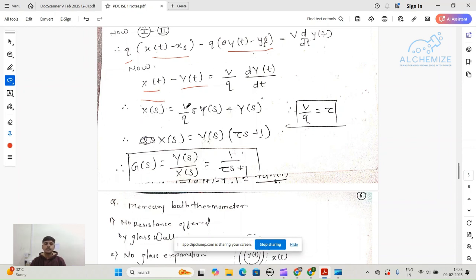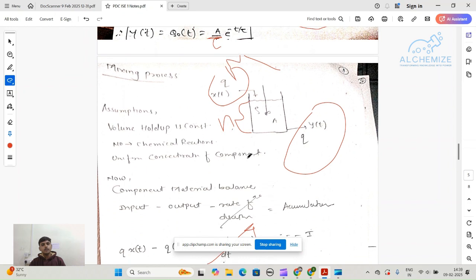So x of s is equal to v by q s into, we know that the Laplace of a differential equation is s into the variable. So s into y of s plus here y minus y of s, y of t. After the Laplace transform, it comes as y of s, and from minus y of s, it comes as a plus y of s here. Now I take v by q as tau. So I put the things here, and I got the transfer function as 1 upon tau s plus 1.